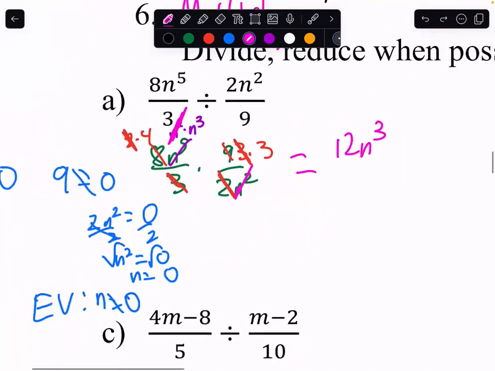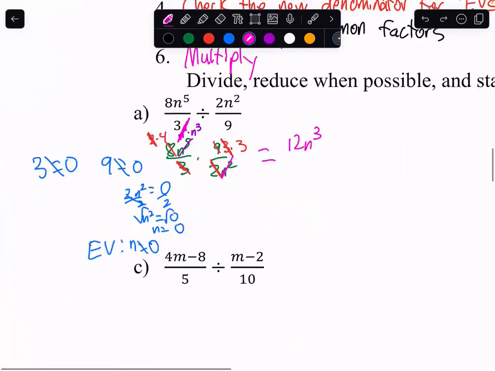Yes, I would not reduce until after you have done the reciprocal. Looking ahead at letter C, it's tempting to try to divide by 2 or something because you see these, but this is division, not multiplication. So the 10 is actually going to move up here. The 10 and the 4m minus 8 are both parts of the numerator, not the denominator.